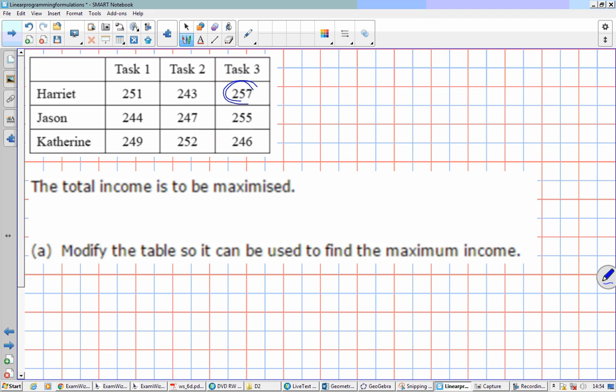Okay, now that means that we can change it by taking all of these numbers away. So let's write up our table here. Task 1, task 2, and task 3. And Harriet, Jason, and Catherine. And we're going to take each of them from 257. So this number here will then be 0, because 257 take away 257 is equal to 0.